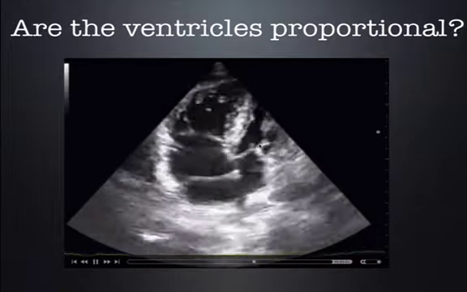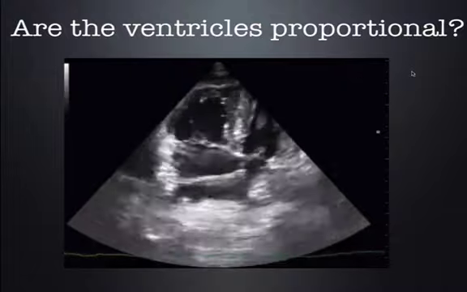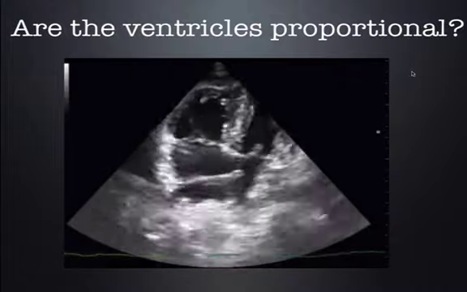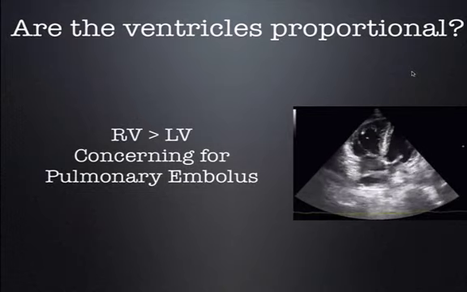How about this case? Here again, we can see clearly that the right ventricle is a lot larger than the left ventricle. So what does this all mean? What does a right ventricle that's larger than a left ventricle mean? Well, obviously you get concerned that this could be a pulmonary embolus.